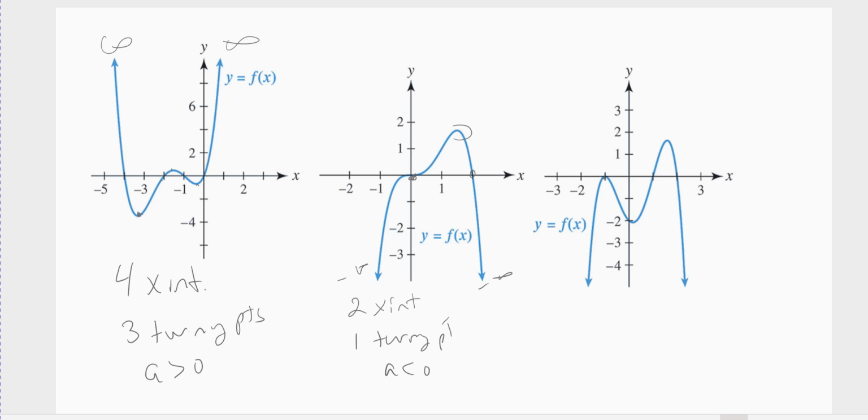Next example, it's got 1, 2, 3 x-intercepts, 3 turning points.